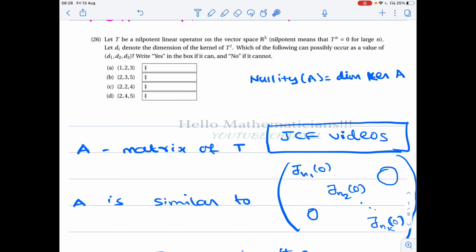I have made two videos regarding Jordan canonical form. One more video I will upload on Jordan canonical form. So first you can check these two videos. The advantage of learning Jordan canonical form is you can solve any problem related to diagonalizable matrices in a much simpler way using Jordan canonical form. You can check those videos. It will improve your understanding regarding diagonalizability of matrices. So let's proceed on this problem.